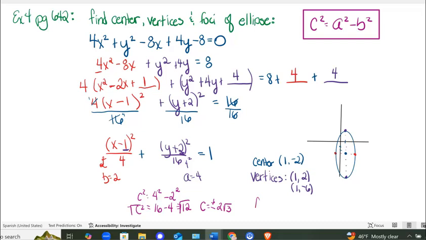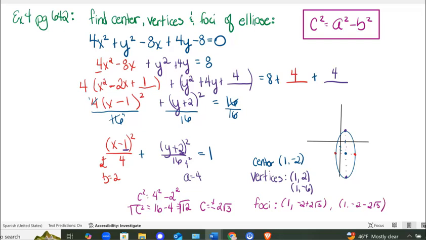So my foci are going to be along the major axis. And since it's a vertical ellipse, this time it's going to be parallel to the y-axis, or the vertical axis. So it's going to be up from the center point 2 square root of 3 units, and down from the center point 2 square root of 3 units. But my x is going to remain the same. So my foci are going to be (1, -2 + 2 square root of 3). That's one focus. And then my other focus is going to be (1, -2 - 2 square root of 3). So those are my foci.